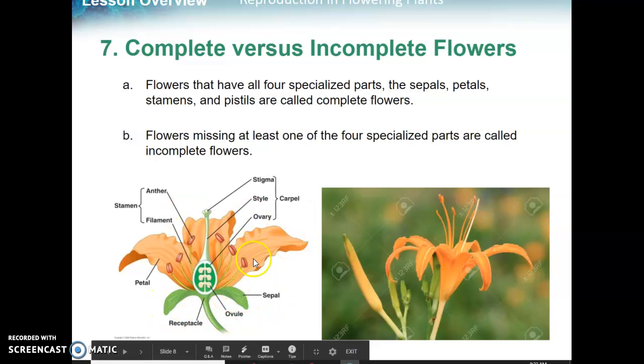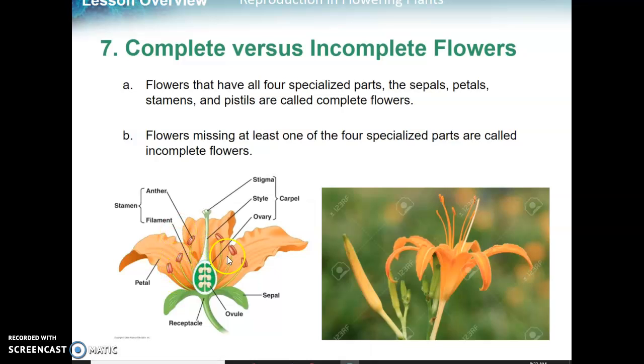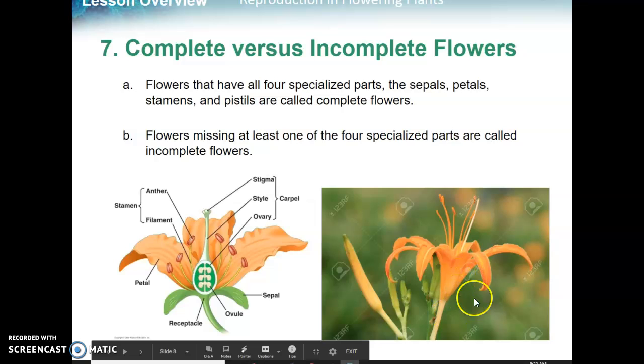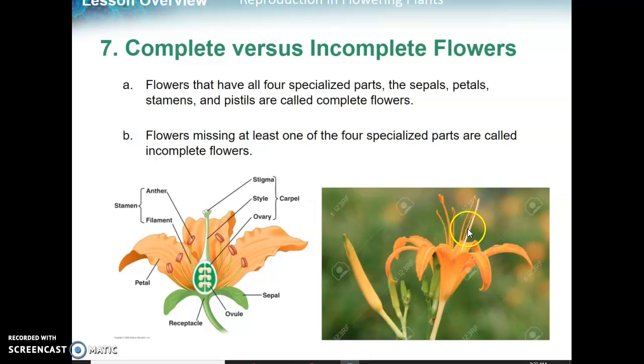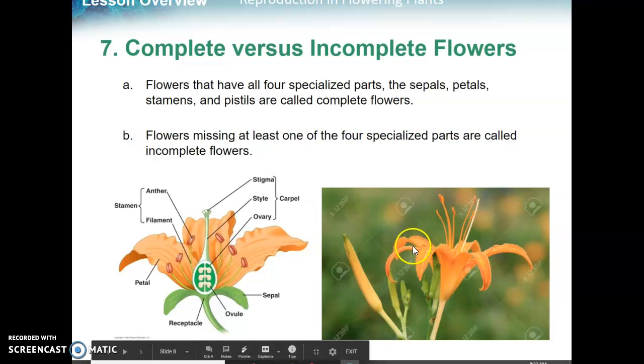So here is a complete flower. We have sepals, we have flower petals, we have stamens, we have a pistil. That's a complete flower. Now look at this daylily over here on the other hand. This is an incomplete flower. It has stamens, here they are. It has a pistil, that's this white piece. It has flower petals, the orange, but it does not have sepals, so it is called incomplete. Once again, a flower is incomplete if it's missing at least one of the four pieces.